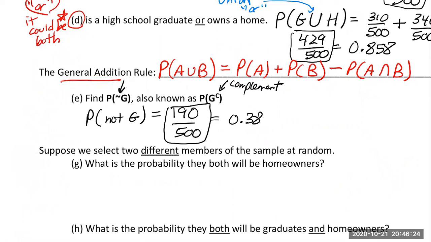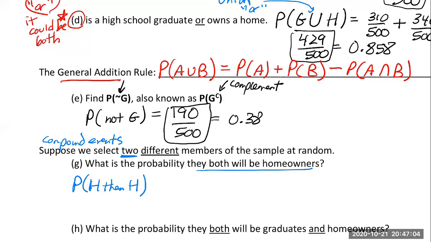And then the last thing I'd like to do in this video is talk about compound events. Not just selecting one person, but selecting more than one. So compound, not just a simple event, but a compound event. So suppose we select two different members of the sample at random. What is the probability they will both be homeowners? So you want the probability that you get an H, then an H without replacement. Both are homeowners.